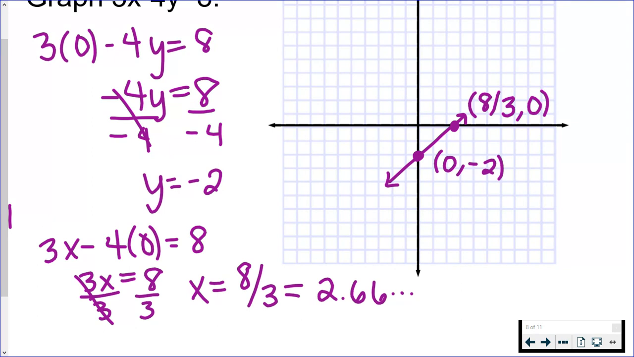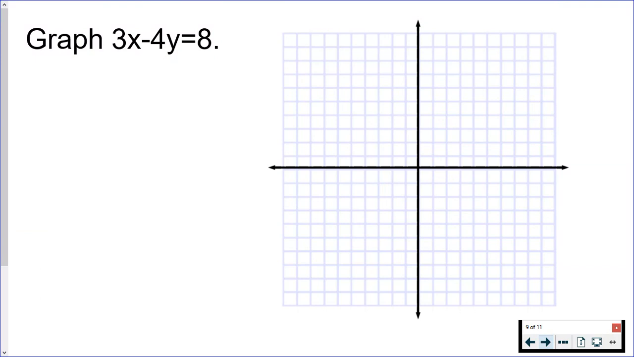And that's my line. In order to draw a line, you really only need 2 points. So if you go in and find your intercepts, once you have them, you're done. The other option is to convert this into y equals mx plus b slope intercept form. That means y needs to be by itself.